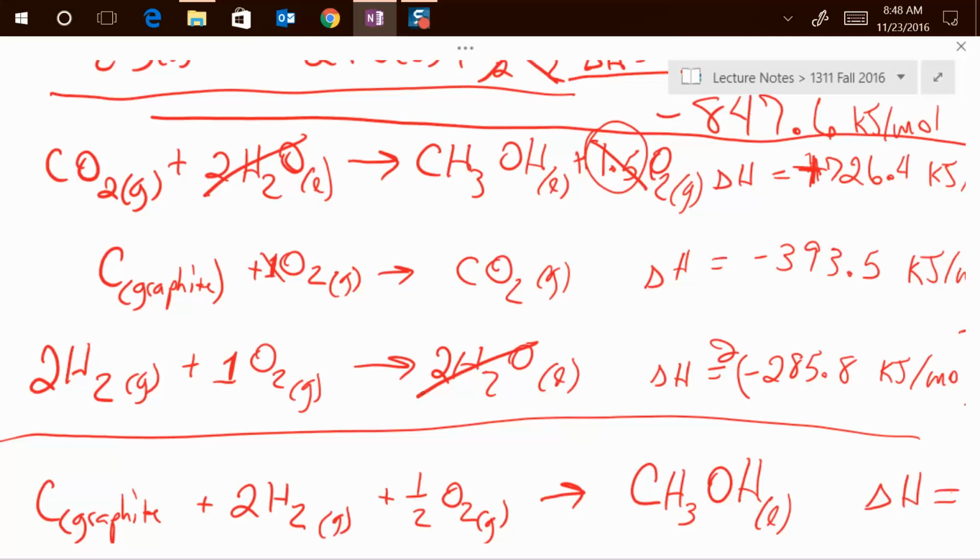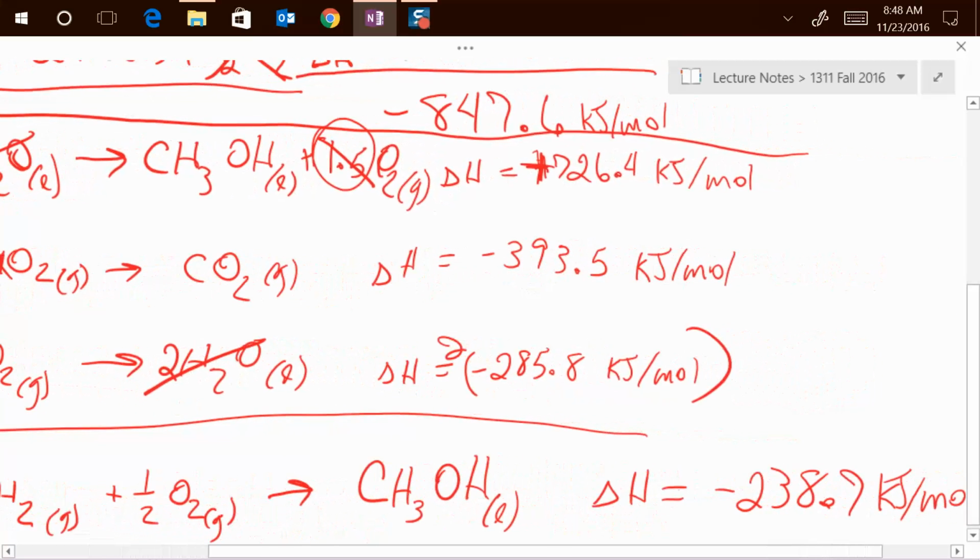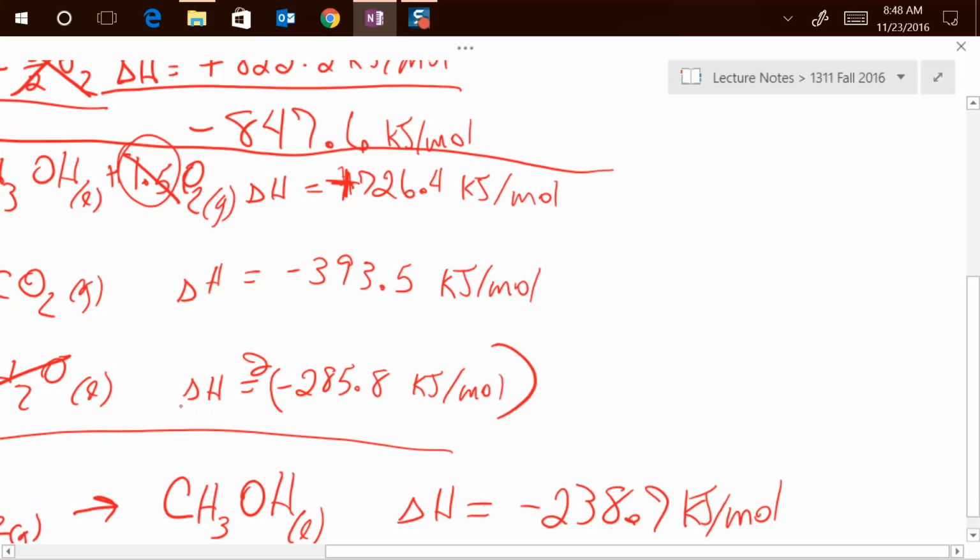And so then to find this delta H of this final reaction, I just add everything together, because I manipulated these to be the same as I did over here. So I flipped this one, and I multiplied this one by 2. That's all I had to do. So I went ahead, and I add these all together, and they will give me this.